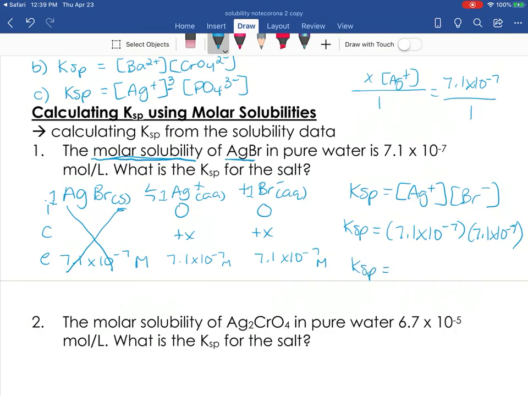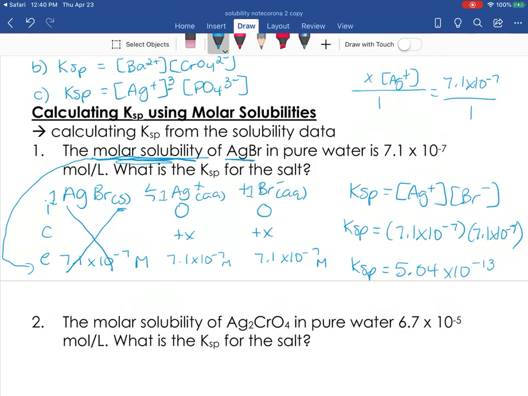You can either write it out like this, or because it's the same, you could have written squared as well. That'll get you the same answer. But you really have to be careful. Again, make sure that you know how to do scientific notation on your calculator. So 7.1 times 10 to the negative 7 times 7.1 times 10 to the negative 7. The Ksp value is 5.04 times 10 to the negative 13.